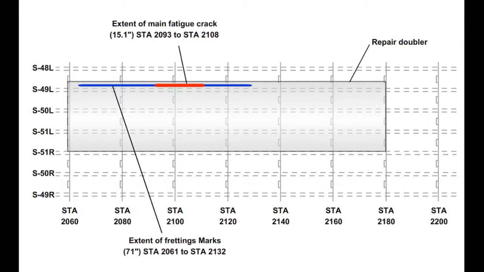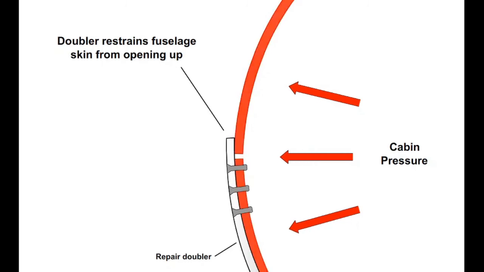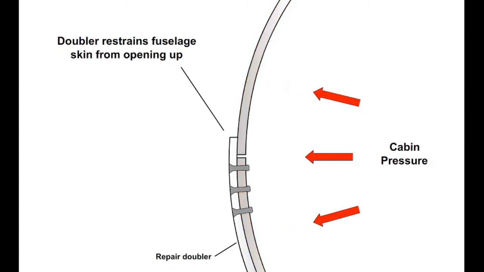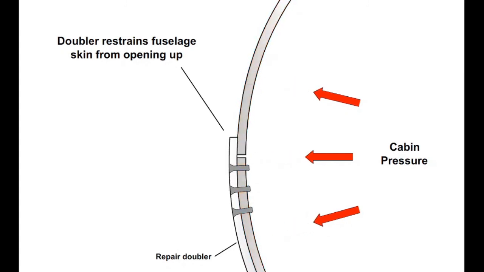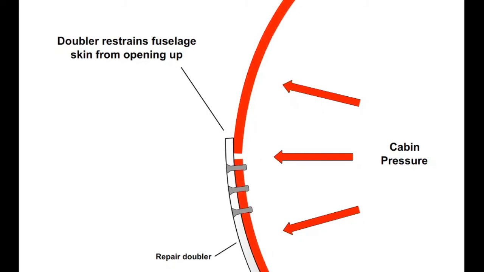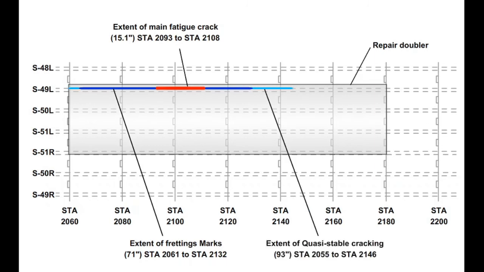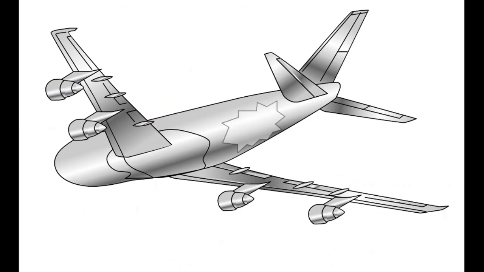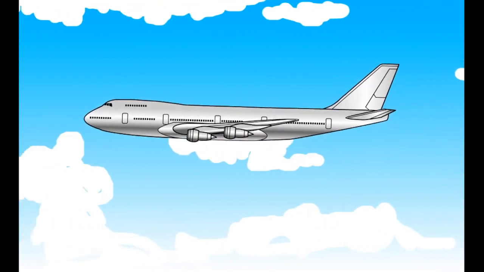As the crack grows larger, the skin attempts to bulge out due to cabin pressure. The outward movement is restricted due to the doubler, and this action causes the skin to wear against the repair doubler, leaving fretting marks. The additional restraint provided by the doubler allowed the crack to grow very large without being detected. The load that was once carried by the skin has been transferred to the frame structure, which now becomes overloaded and fails. The airplane can no longer sustain flight.